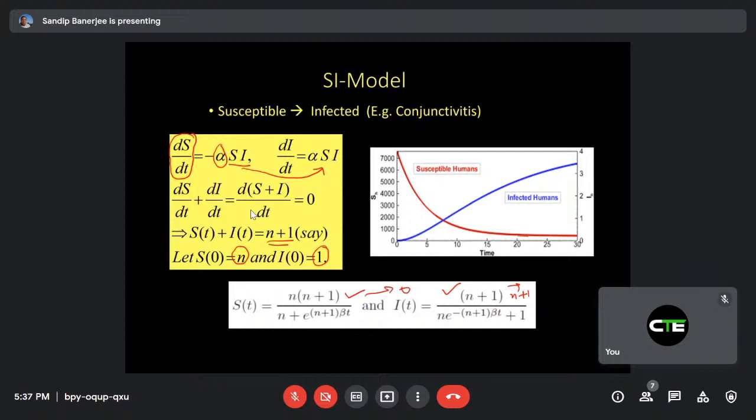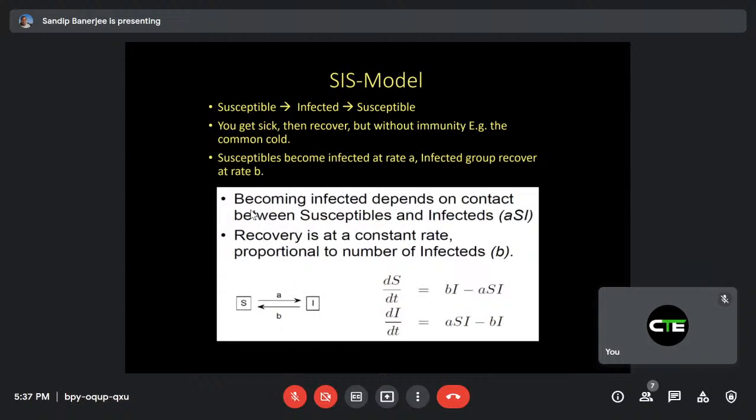Now if you refine that model, the assumption is changed. It is assumed that once you are infected, there is a possibility that you again become susceptible, which is exactly what happens in the case of, say, the common cold. You are susceptible, you get infected when you come in contact with another person having the cold, and then you move to the infected class. Then, whether you take some medicine or sometimes it's the natural immune system which helps you recover, you go back to the susceptible class.